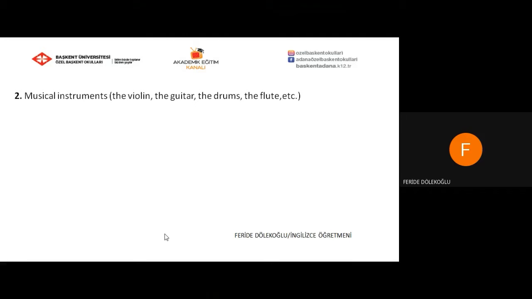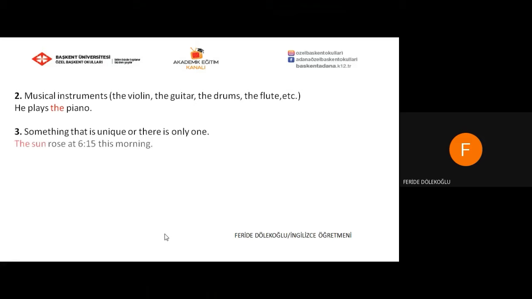We use the before the musical instruments. He plays the piano. Something that is unique or there is only one. The sun rose at 6:15 this morning. There is only one sun, so I use the before the sun. The moon was so big last night.